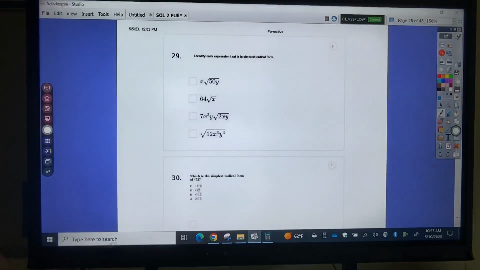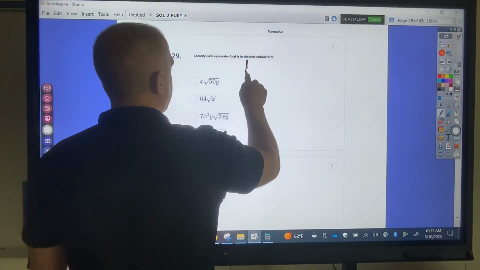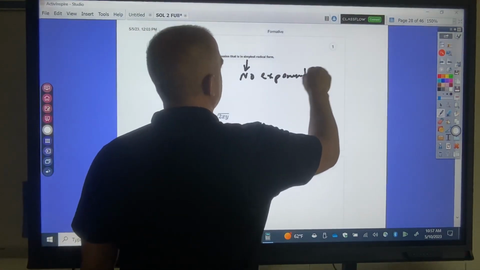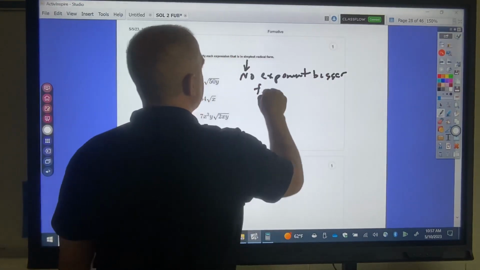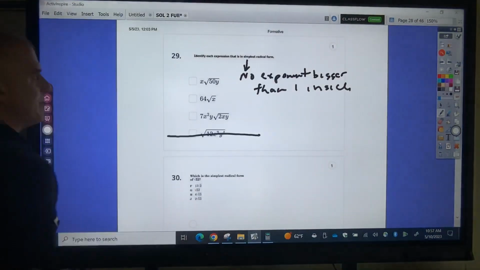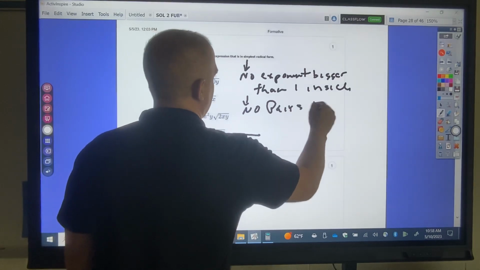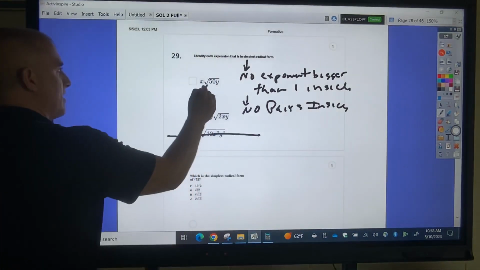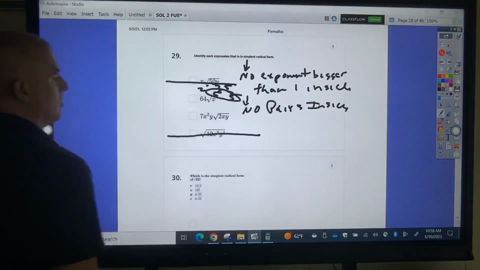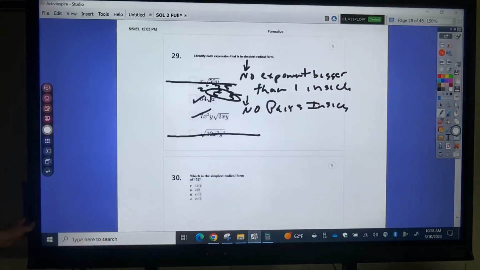All right, 29. Here's what simplest radical form. All right, this is what you want. All right? No exponents bigger than 1 inside. So if I got these 3s and 4s, that's got to be out. Okay? The other thing I want is no pairs inside. Okay? So if I break down 50, that's 2 and 25, 5 and 5. So that's a pair. So that's no good. Well, here's a 1. That's not going to have a pair. That 2 doesn't have a pair. So both of those should be selected.